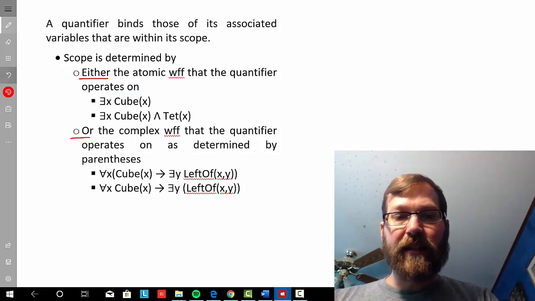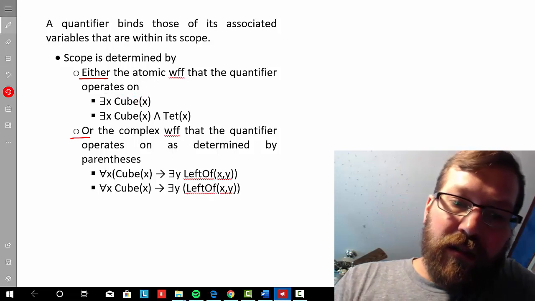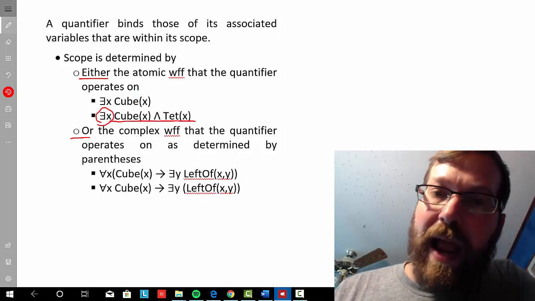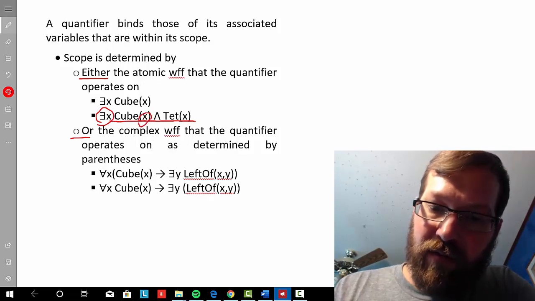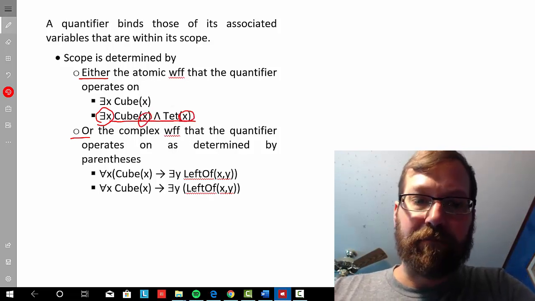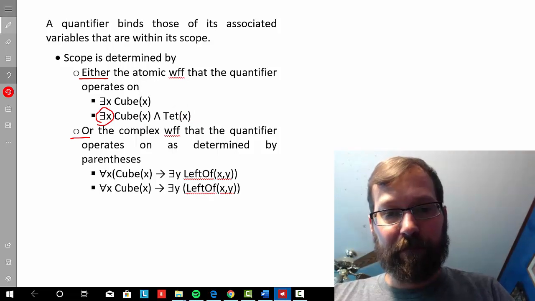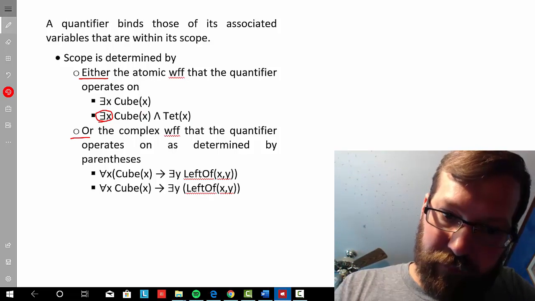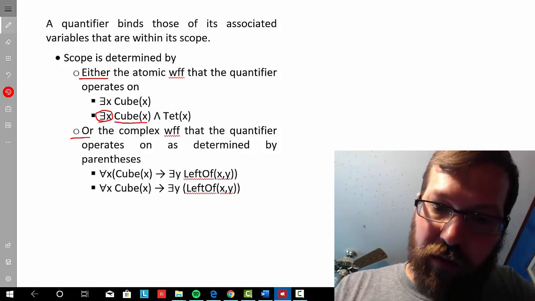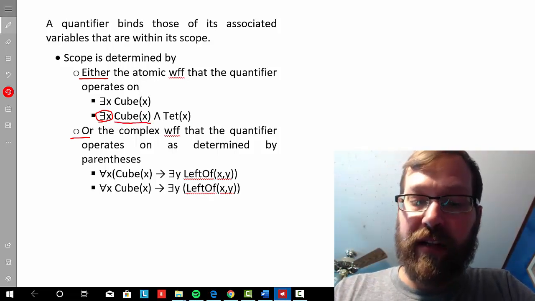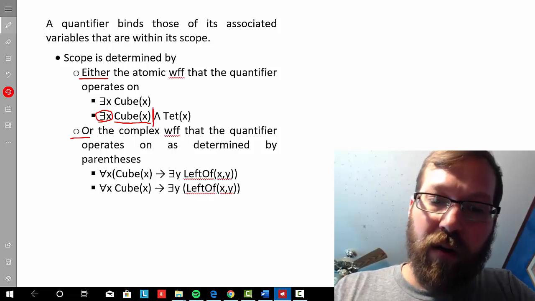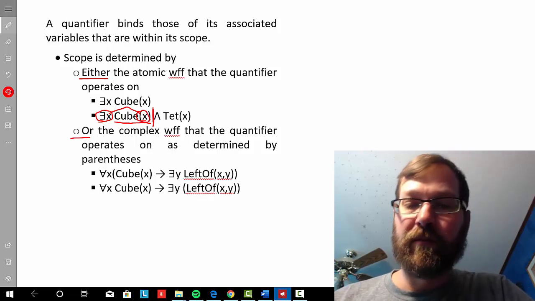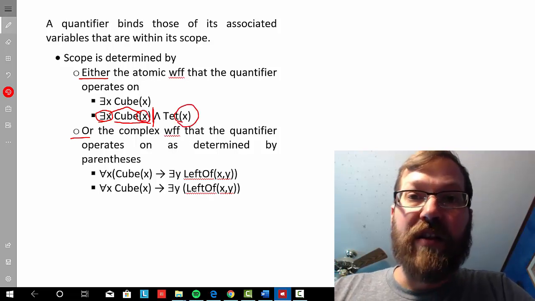You might think that in the second case our quantifier's scope extends all the way out here because we have two variables that are the same, but it's not. Just like in the former case, this quantifier's scope only goes out this far, and therefore it only succeeds in binding this variable. This variable is not bound.